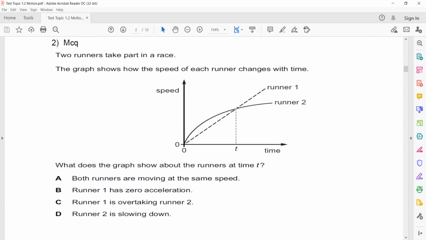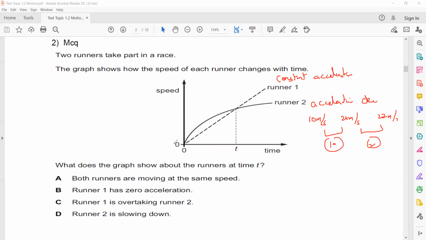When it's a speed time graph, for runner 1, it is a dotted line and it is a straight line. So what does it mean? It means runner 1 is having a constant acceleration. And what about runner 2? Runner 2's acceleration is decreasing. What is the meaning of acceleration decreasing? It means first the speed was 10 meters per second, then it is 20 meters per second, then it is 22 meters per second. So you can clearly see the first acceleration is 10 and then the acceleration is 2.